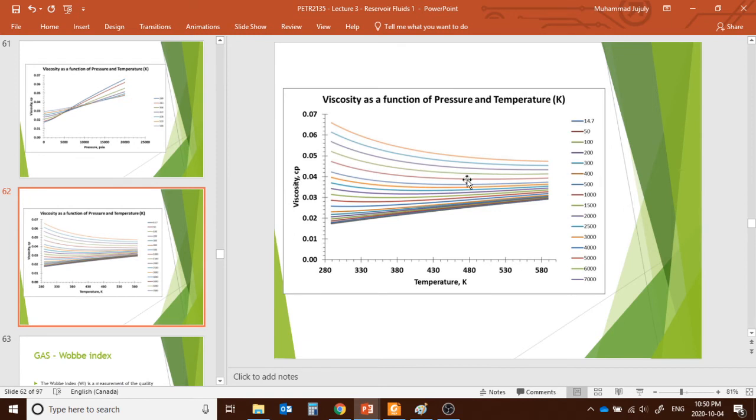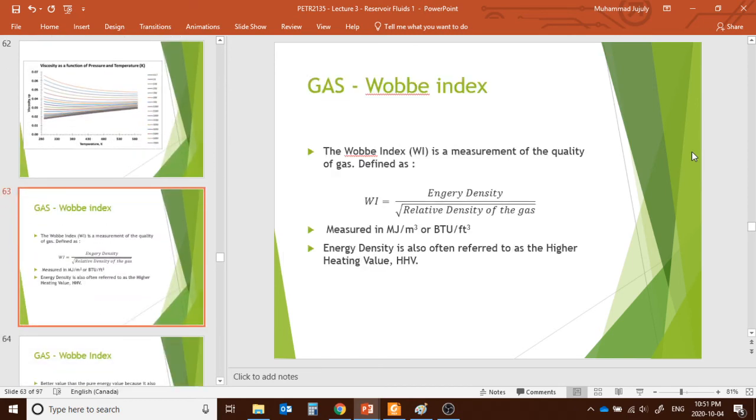The same goes with pressure. These are the varying pressure, temperature, and viscosity correlations for the gas. Okay. Wobbe index. Wobbe index is the measurement of the quality of the gas, which is defined as the energy density divided by the square root of the relative density of the gas. That means for a given portion of the gas, how much energy we can actually extract from that gas, which is the most important part, because the main usability of the gas is how much energy it could actually provide. It's measured in MJ, or megajoule per cubic meter, or BTU per cubic foot.